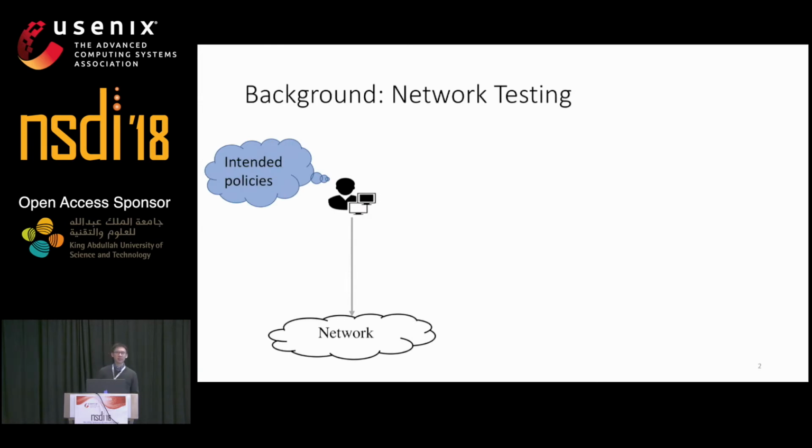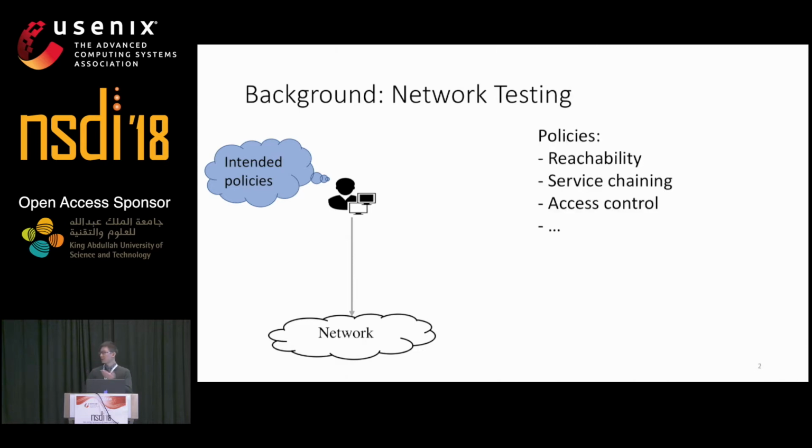We know that today network operators have to enforce a large number of network policies in order to ensure the availability, security, and performance of a network. Those policies are, for instance, reachability, service chaining, and access control. To ensure that those policies are correctly enforced, a practical approach is to run network testing by injecting a large number of test traces into the network and see what the behavior is of each traffic trace.